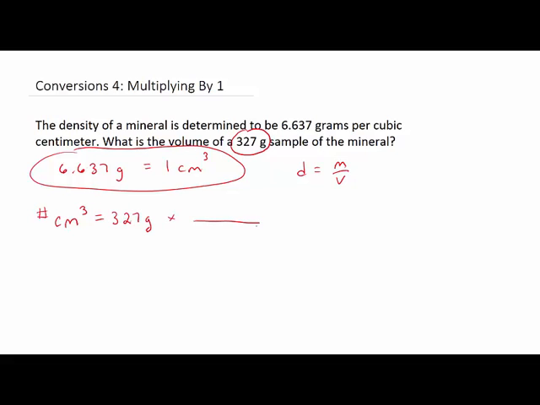And now we can just use our relationship and remind ourselves that since grams is the 327 grams, that gram is, in essence, over 1, so it's in the numerator. That means we need to put grams in our conversion in the denominator, 6.637 grams, and that's equal to 1 centimeter cubed. Lo and behold, the grams cancel out, and our centimeters cubed are sitting right there, and our answer would then be 327 divided by 6.637.